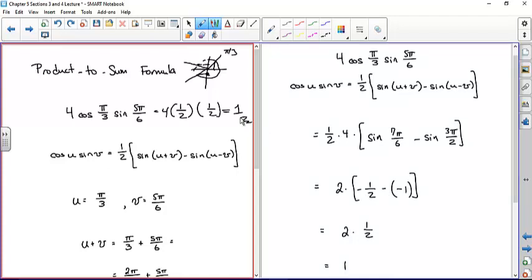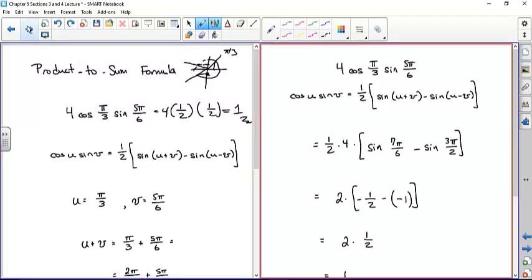In this case, using this product to sum formula doesn't make life easier, but it does demonstrate that the formula does work. That's the basic idea here. So some of these problems for homework are to help you solve things, and some of them are just to demonstrate the formulas actually do work.